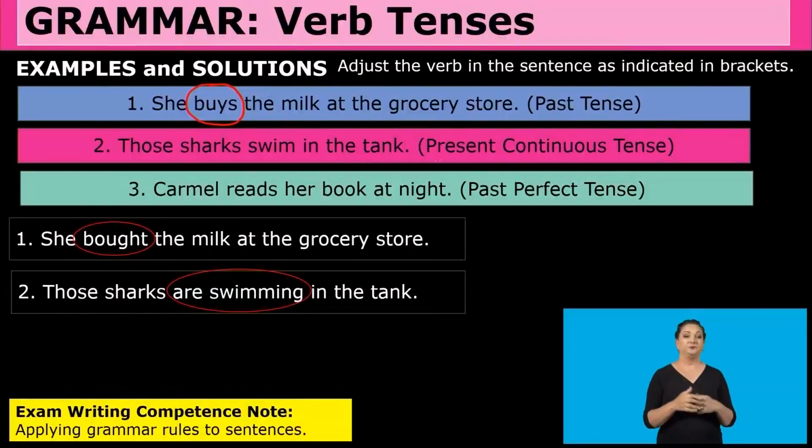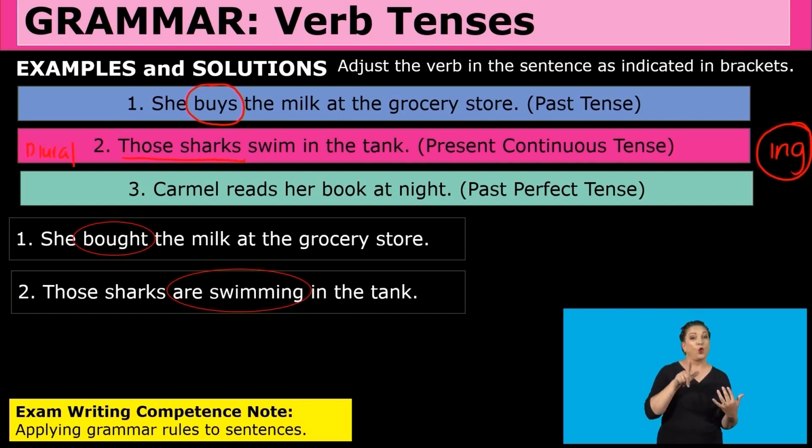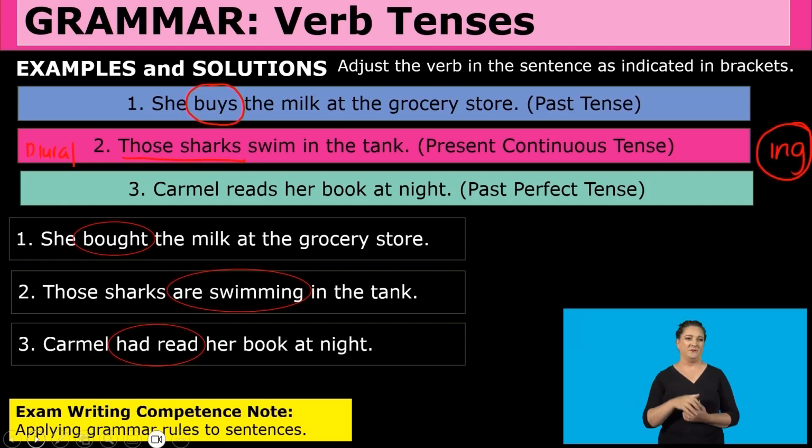Now, those sharks swim in the tank, in the present continuous tense. Now, remember what we said with the continuous tense? We need an ing ending to the verb. So let's look at it. So the sharks, can you see those sharks? We're going to write the word plural there. Because it's plural, it cannot be is swimming. And therefore, in our response, we see are swimming.